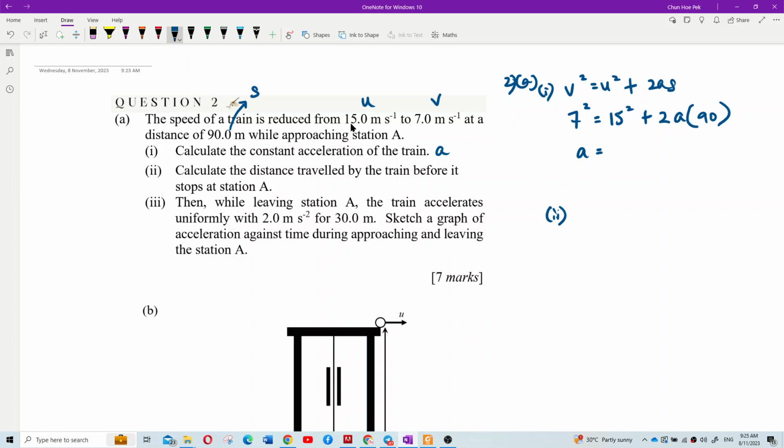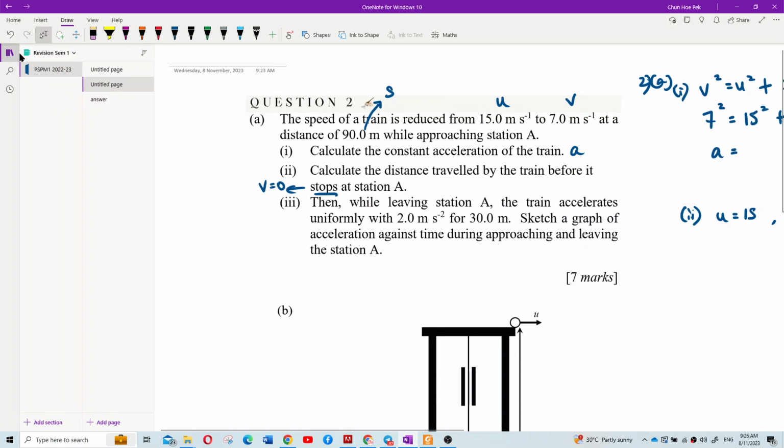Find the distance traveled by the train before it stopped. So stop, that means final, V is 0. Distance traveled before it stopped at station A. Distance traveled by the train before it stops. That means start from U of 15 until it stops. Okay, I need the answer A. Yeah, I need the A.